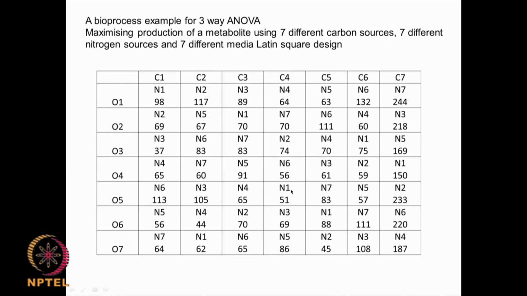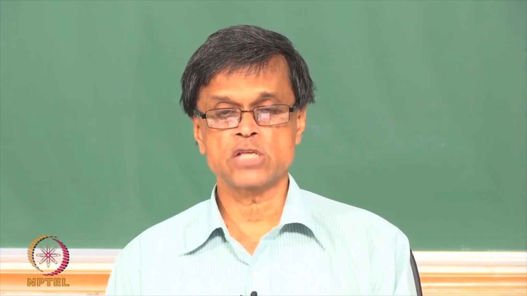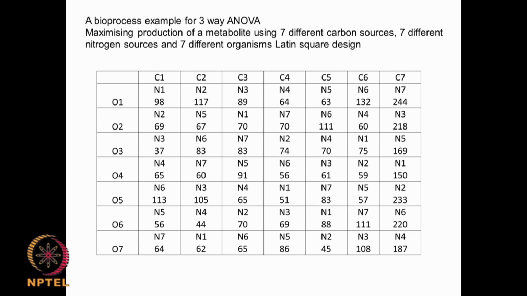Okay. And it is called a Latin square design. We are varying 3 variables, one is the carbon source, other is the nitrogen source, other is the organism. So, although there are 7, 7, 7, we are not doing 7 into 7 into 7 experiments, we are doing only 49 experiments. So, organisms and carbon completely is done in detail, whereas the nitrogen is done only once.